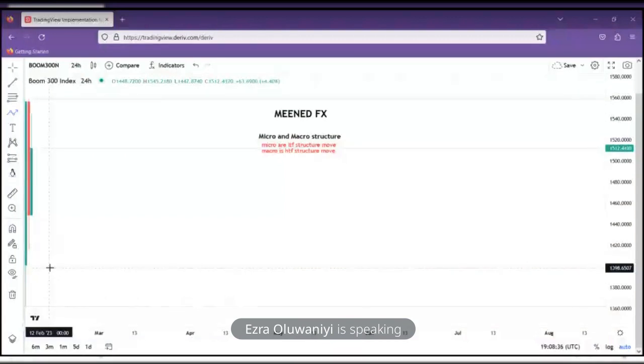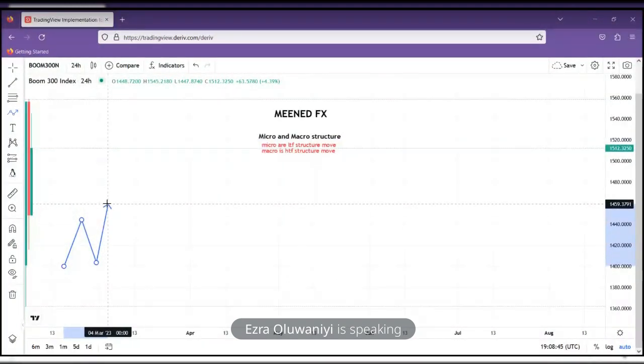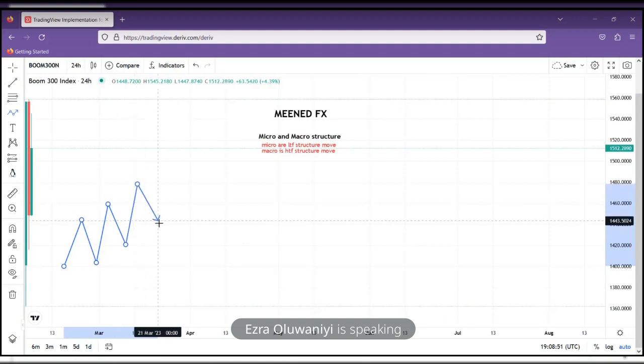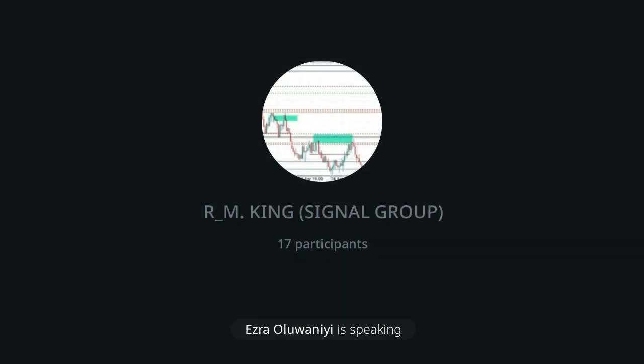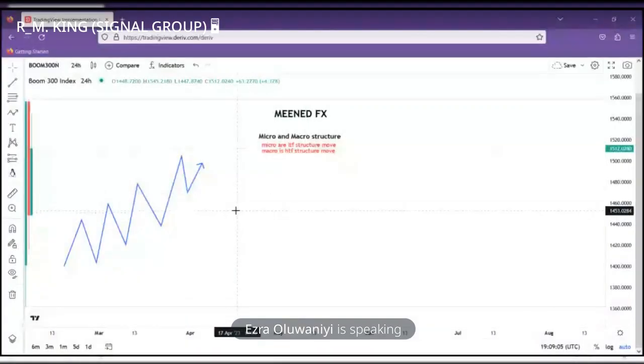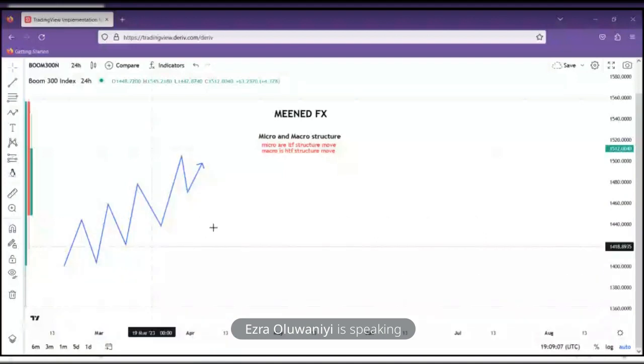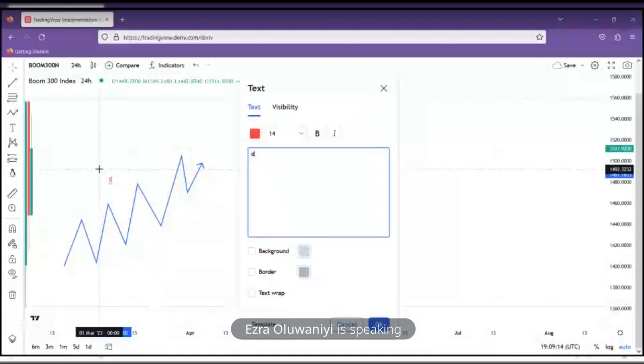Now, what do we do? This is what I'm seeing on my macro structure. I'm seeing a buy trend. Sometimes it might not be this picture clear or picture perfect, but let's say this is what we see. This is what price has been doing for a long time on higher time frame. This is a buy structure, perfectly a buy structure, but this is my macro structure. Let's say this is my daily time frame structure. So D1, that's my daily time frame structure.